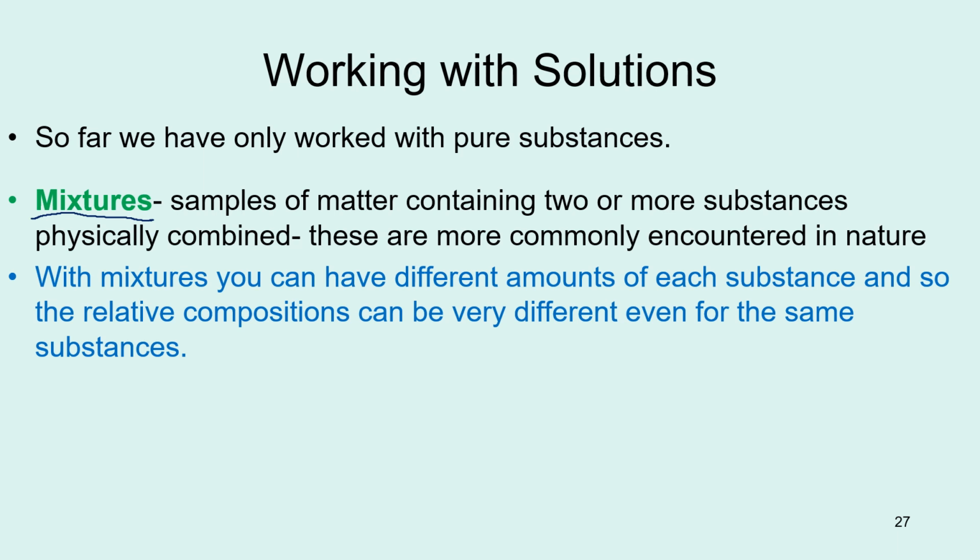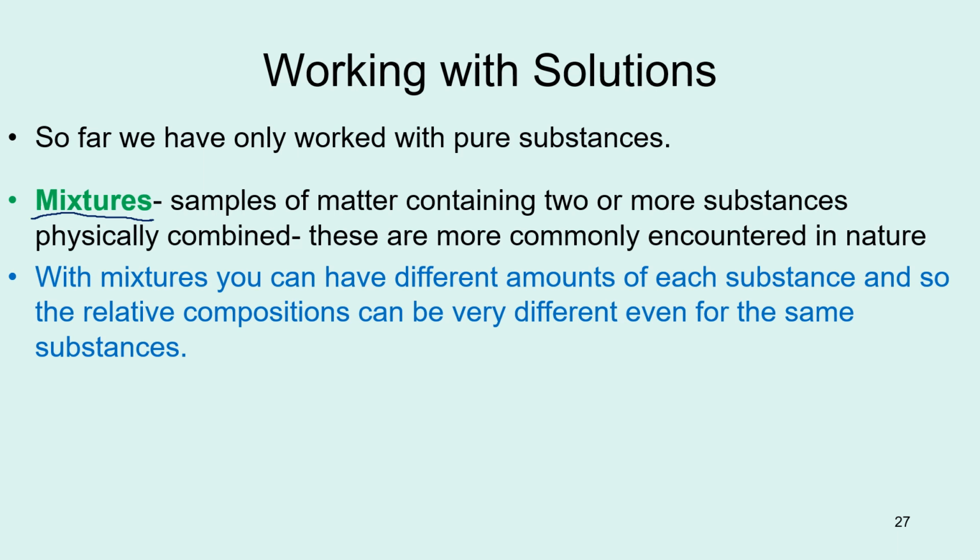With mixtures, remember, with a compound you have that constant ratio. CO2 is CO2 is CO2. But when we have a mixture, you can vary the different amounts of each substance. So the relative compositions can be very different, even though you have the same substances.